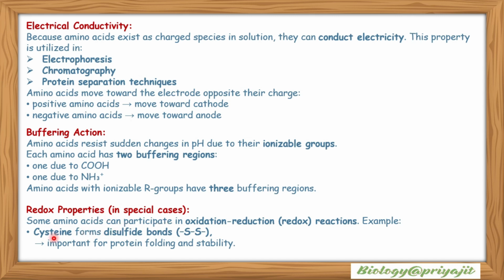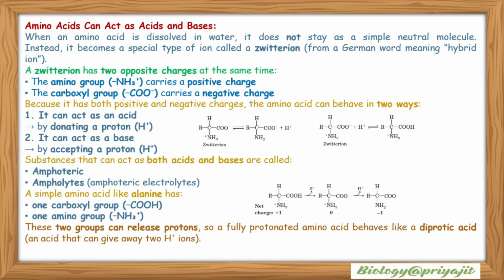Some amino acids can participate in oxidation and reduction reactions, for example cysteine, which forms disulfide bonds, S-S bonds, important for protein folding and stability. Amino acids can act as acids and bases. When an amino acid is dissolved in water, it does not stay as a simple neutral molecule. Instead, it becomes a special type of ion called a Zwitterion, from a German word meaning hybrid ion.